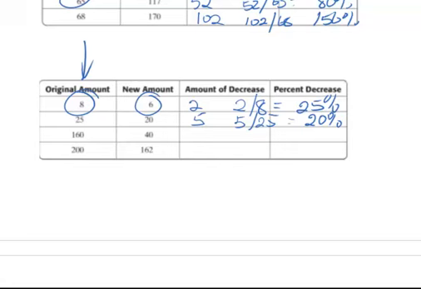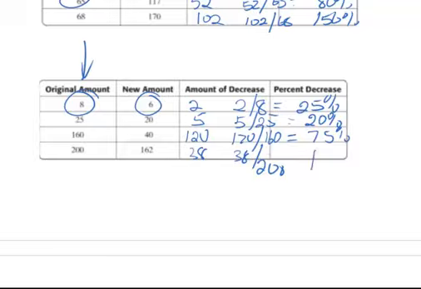And so for the next one I have here, from 160 to 40, that's a pretty significant drop. That went down by 120. So I'm going to take that number 120, divide it by 160, 0.75 or 75%. And my fourth one, from 200 to 162, that went down by 38. So I take 38, divide it by 200. That should give me 0.19 or 19%.